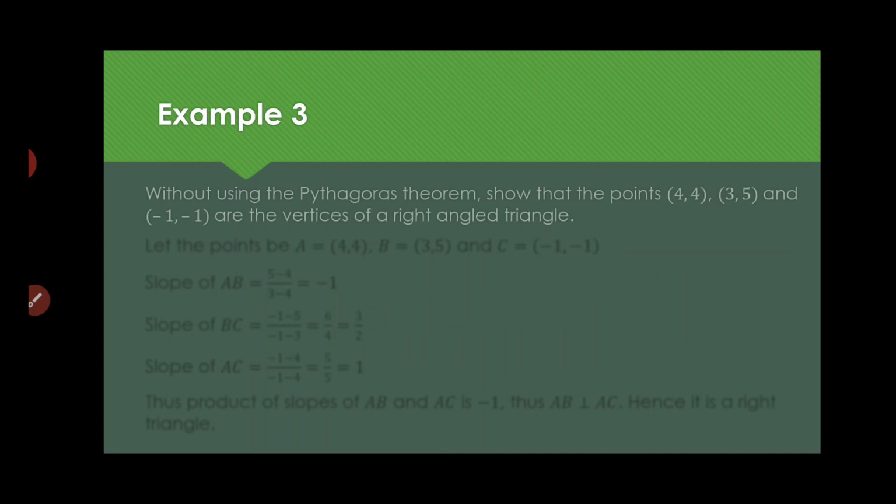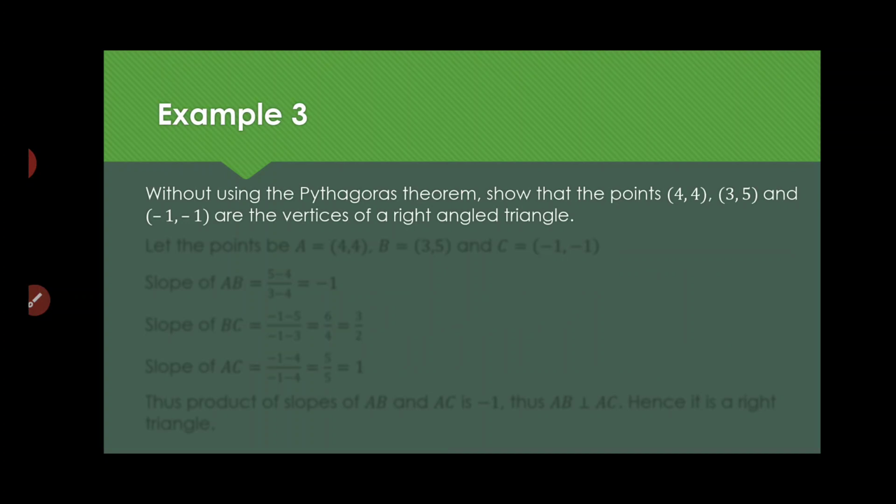Number 3. Without using Pythagoras theorem, show that points 4, 4, 3, 5 and -1, -1 are the vertices of a right angle triangle. Now to do this, there are several ways you can do it.